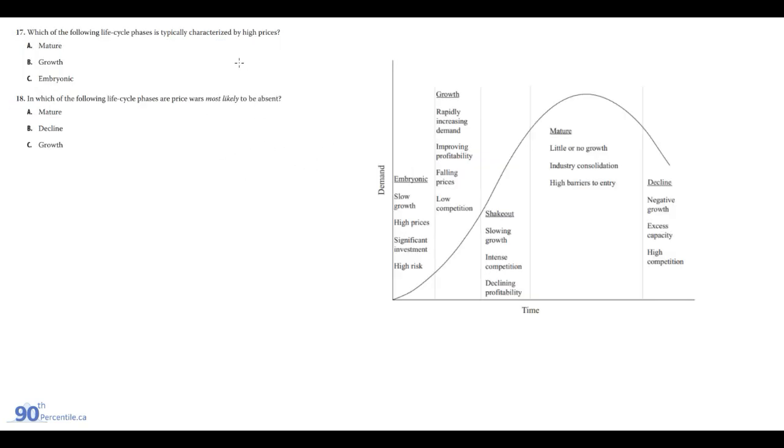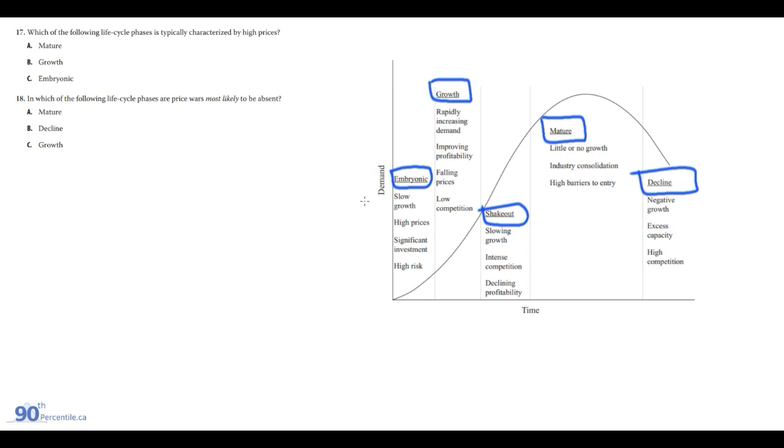Here, before we go into the next question, I just wanted to quickly steal this chart from the curriculum, and it outlines 5 different stages of the industry cycle. And this is different than the business cycle that we saw for the general economy previously. That would have been in the economics topic, right? But here we're dealing with the stages of an industry.